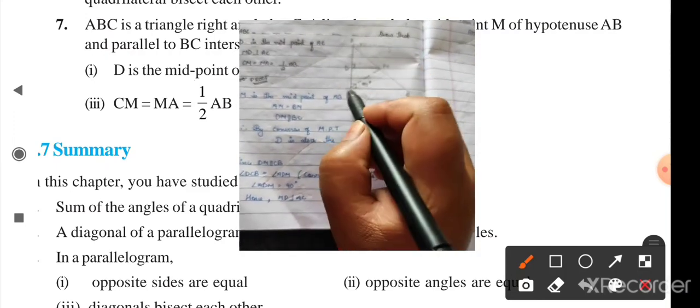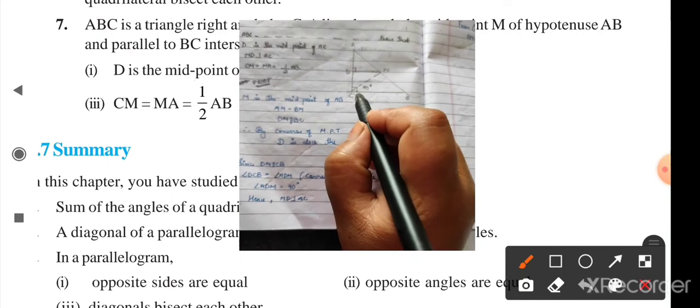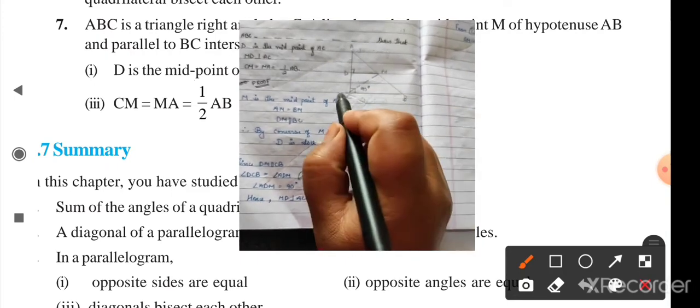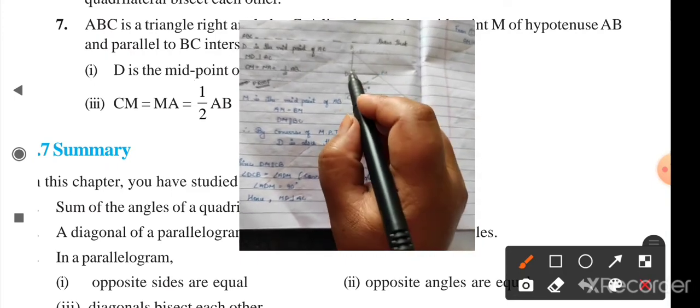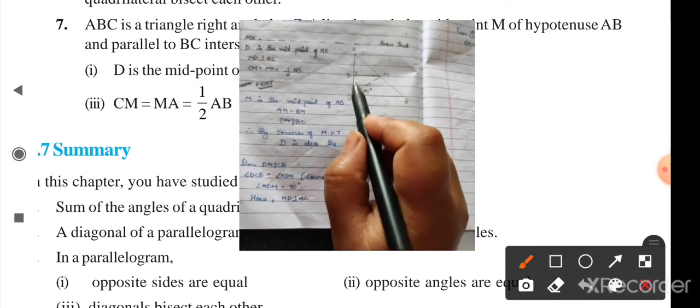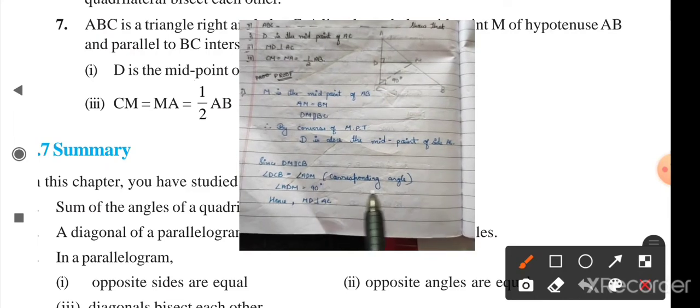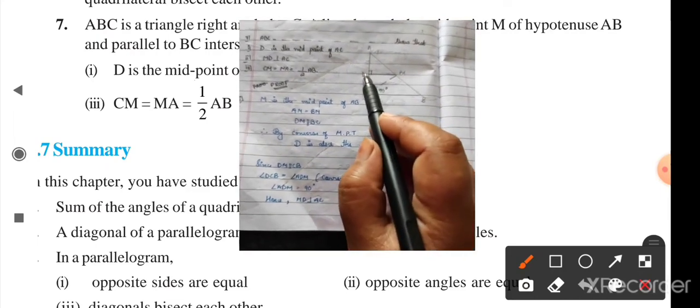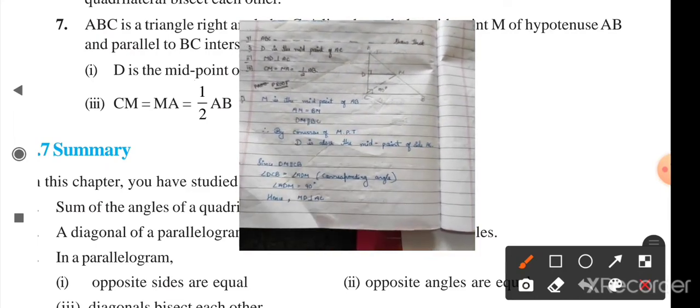If you see this figure carefully, you can see that angle C is 90 degrees and this is parallel to this. Hence you can say that angle ADM and angle DCB will be corresponding angles and these will be equal to each other, as I have written here, and this will be perpendicular to this. Now moving to the last part.